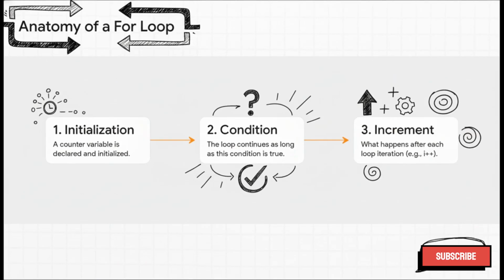I know the syntax of a for loop can look a little intimidating at first, but it actually breaks down into 3 really simple parts, all on one line. First, you initialize a counter. Second, you set the condition for the loop to keep going, and third, you define what happens after each cycle, which is usually just incrementing the counter. It's a really neat, self-contained little package.